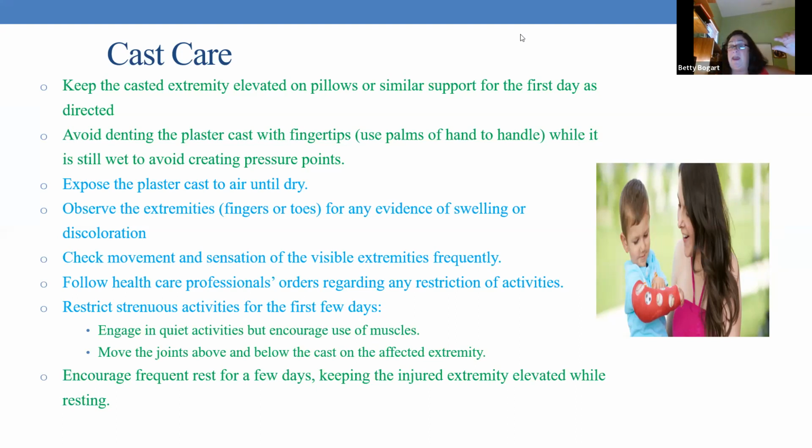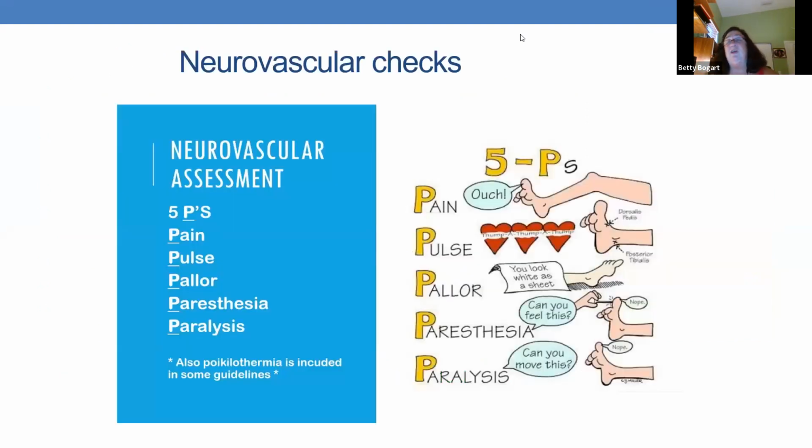So keeping it elevated, keeping it cool, moving the fingers, when we get home, those things are really important. These children, we know they heal quickly. It could be a kid the age in this picture, 4 weeks is all he needs on it. So again, here's your 5 Ps, very important thing. Pain, pulse, pallor, paresthesia, paralysis. Because I can't move it, it's feeling numb, it's looking white, I don't have a pulse, and it really hurts and it really swells. These are things that must be checked.